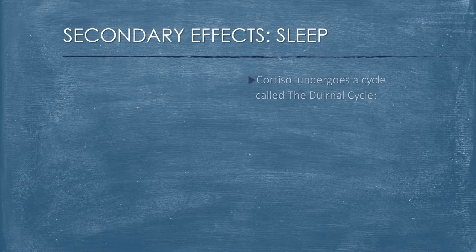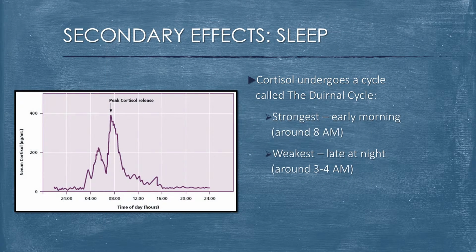Now regarding sleep deprivation, cortisol undergoes a cycle called the diurnal cycle. What happens is that in the morning, what actually helps you get out of bed isn't your alarm, it's actually cortisol, because cortisol reaches its peak release around 8 a.m. in the morning. And throughout the day, it declines as you gain stresses in everyday life, and you do things and you're active.